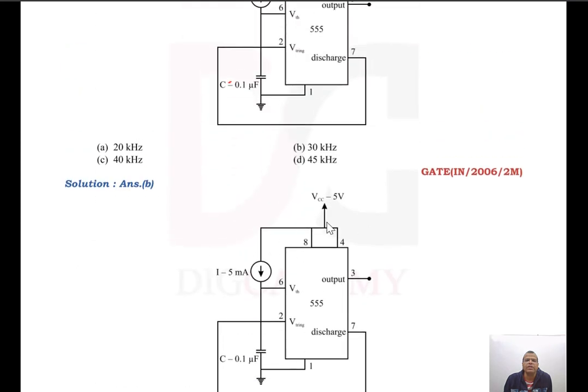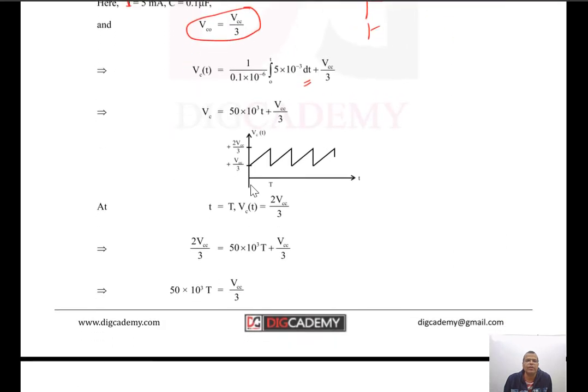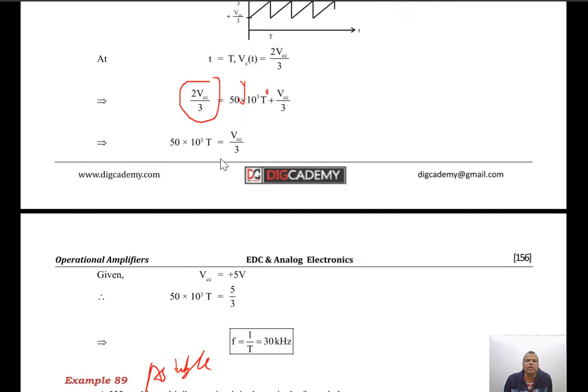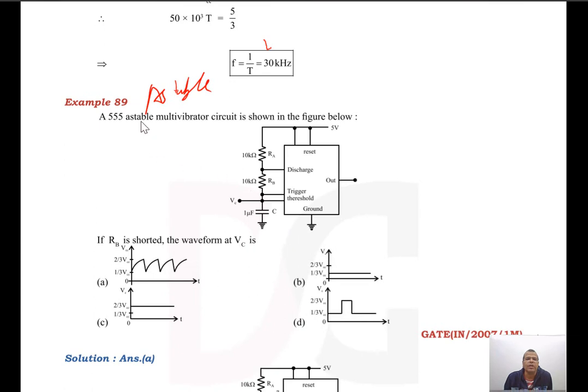Here VCC is given to be 5 volt. At t equal to capital T, what do we have? I have VC is 2 VCC by 3. So you put t equal to capital T in this equation, put 2 by 3 VCC on the output side, so you get this equation, right. By solving this, and VCC is given to you, you are able to get the frequency of the wave at the output. That comes out to be 30 kilohertz. Now let us see the next question.